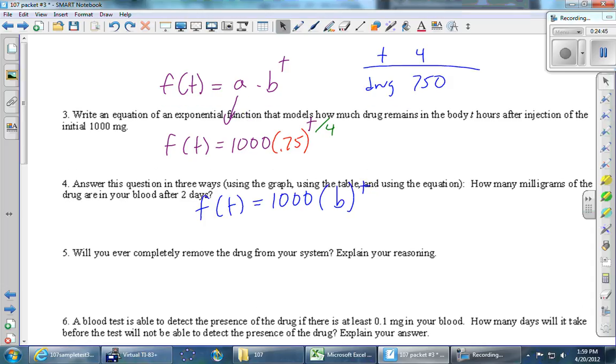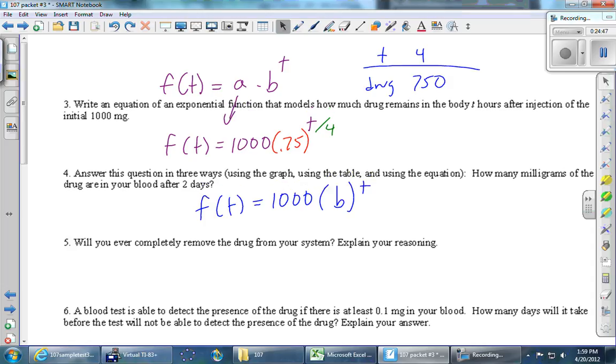So if I plug it in, how much is t? T is 4 at that point. I just picked that point. b to the 4. And how much is f of t? 750. And couldn't we do some algebra to solve that for b? So I'll divide by the 1,000.